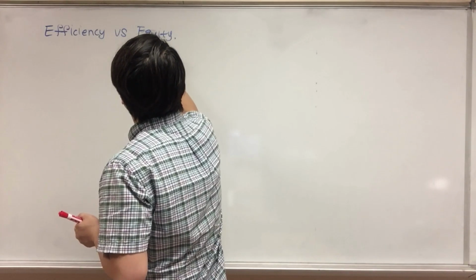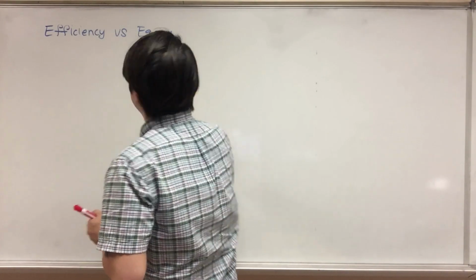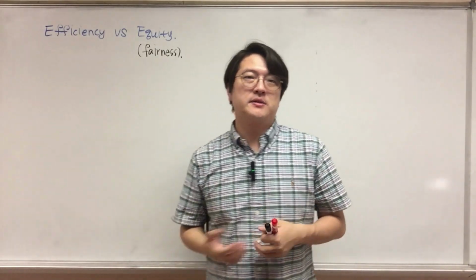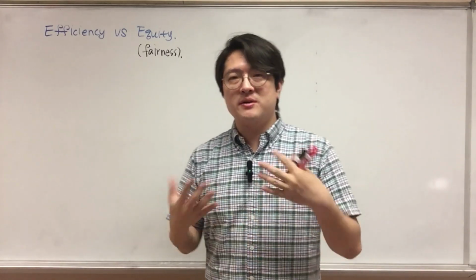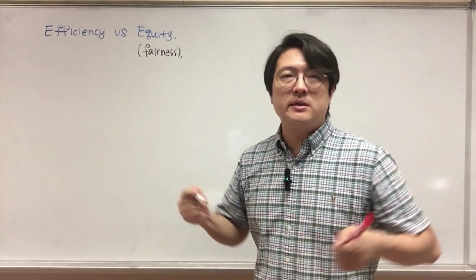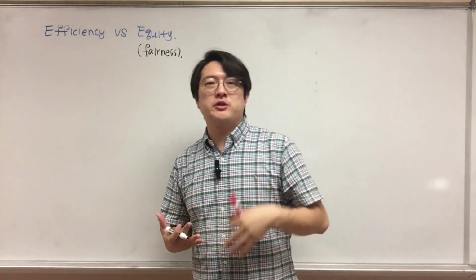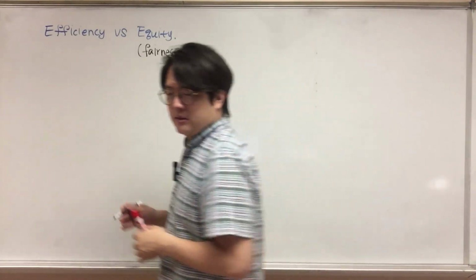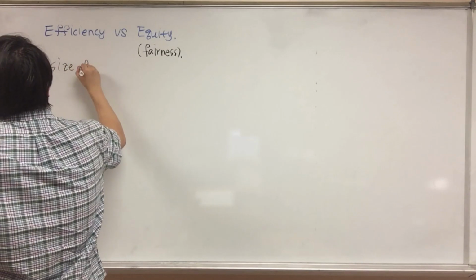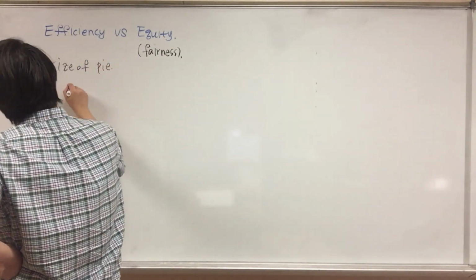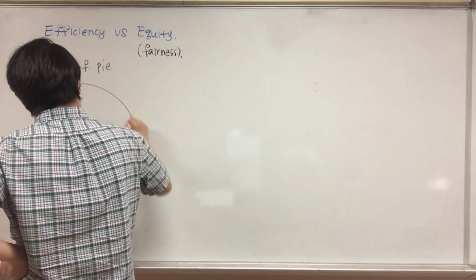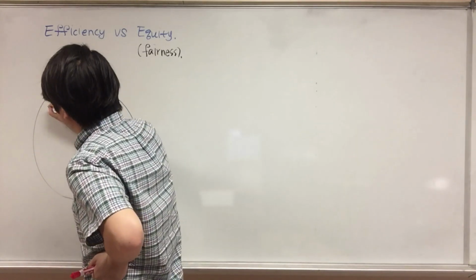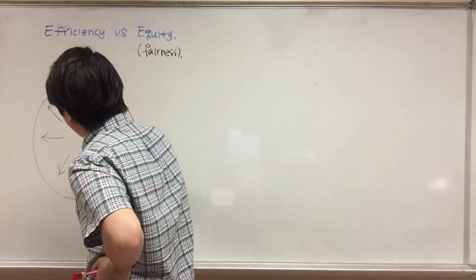Now let's compare efficiency and equity, which is fairness. A typical example is the size of a pie. We can think of the size of the pie as the economic surplus. In terms of efficiency, efficiency refers to the use of all the scarce resources you have. In this case, let's think about the size of a pie. In terms of efficiency, they focus on expanding the pie.